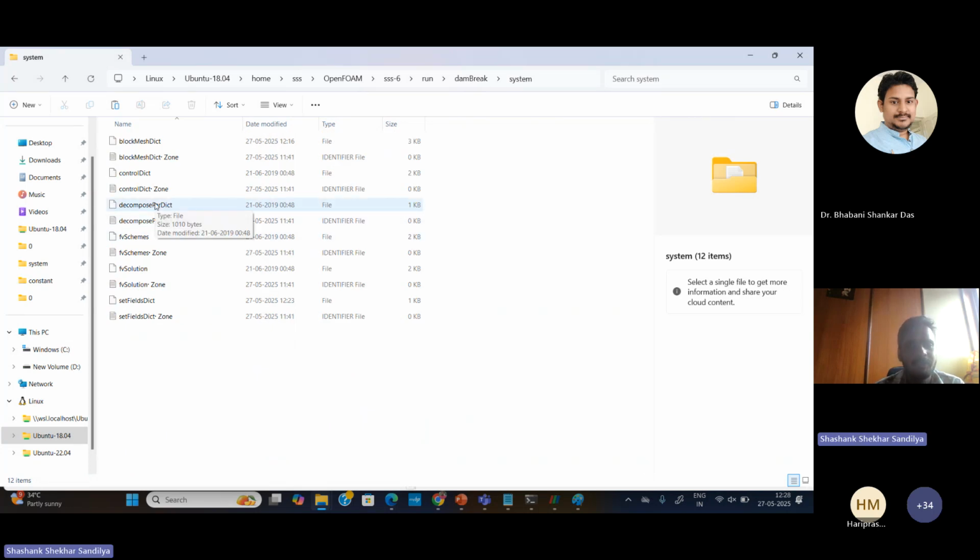The decompose file is there for decomposing our domain into different subsections, so that we can run them in parallel. Suppose I have a machine of 4 cores, so I want to distribute my load to all 4 cores. So what we do is divide our domain into 4 parts. For that we use the decomposeParDict file, and we subdivide our domain, and one core handles one subdomain.